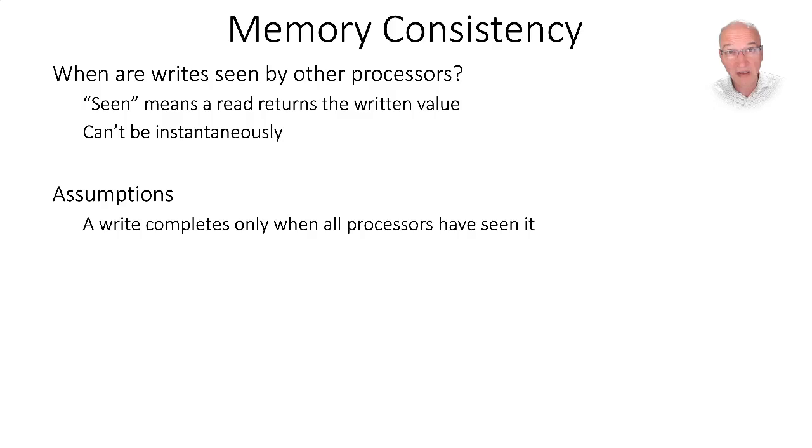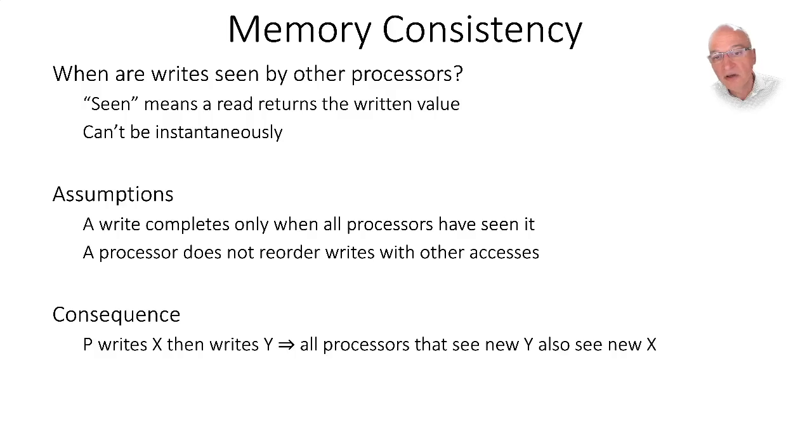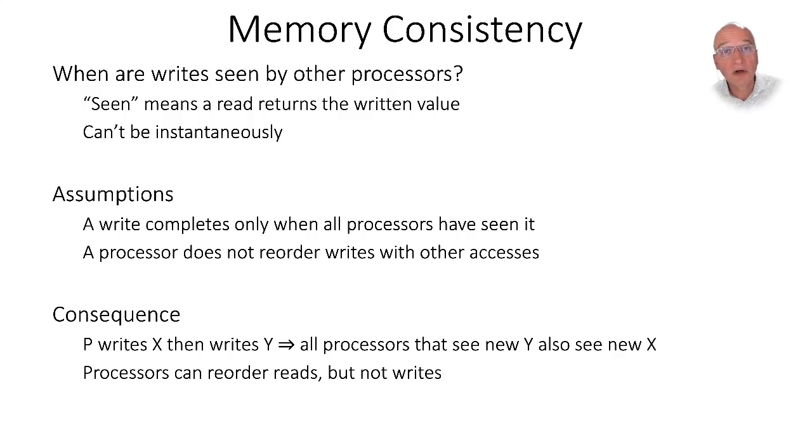But note that in the case of invalidation, just the fact that I invalidated everyone else's value is the equivalent of its being seen. So a processor cannot reorder the writes with other accesses for this type of consistency. The consequence is that if a processor P writes a value X and then writes a value Y, all processors that see the new Y also must see the new X. You cannot just see the new Y and not see the new X. So the processors can reorder the reads, but they cannot reorder the writes.